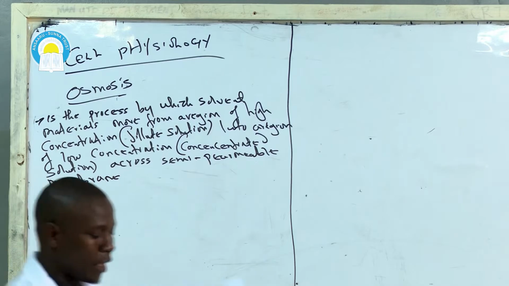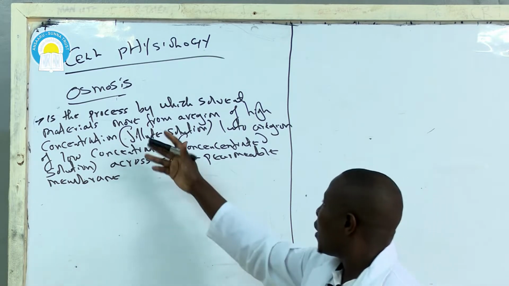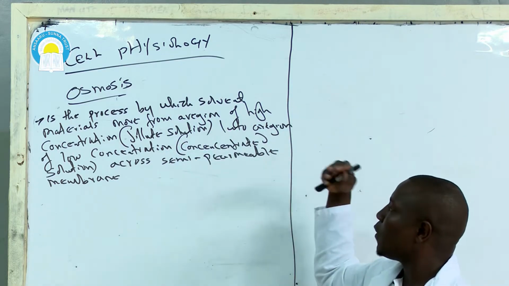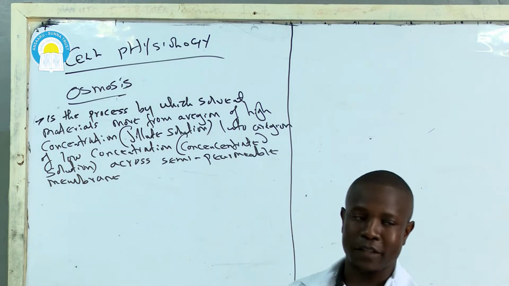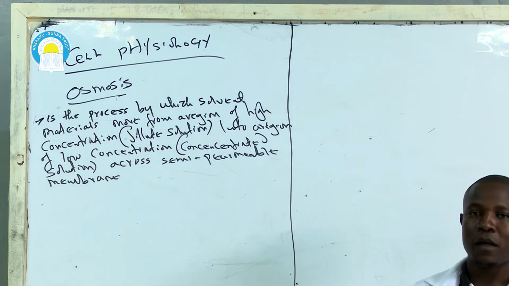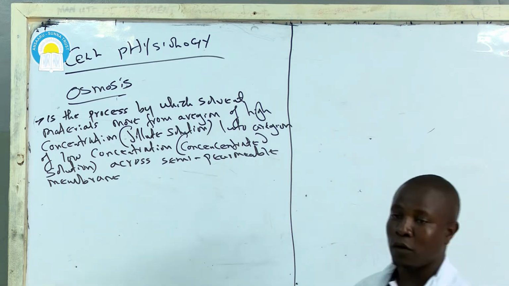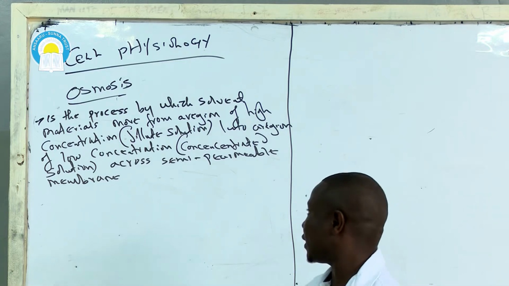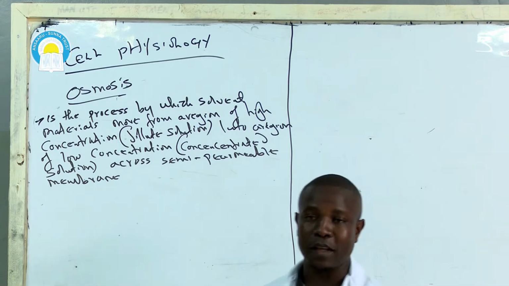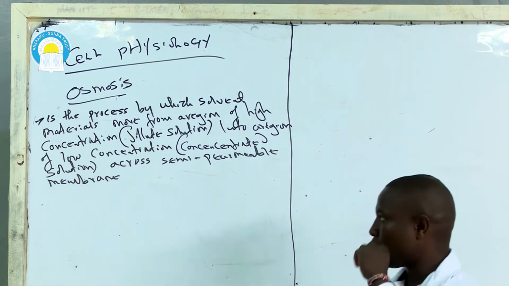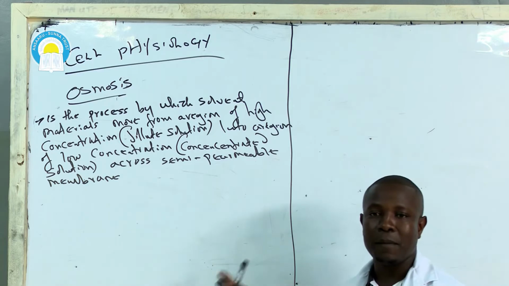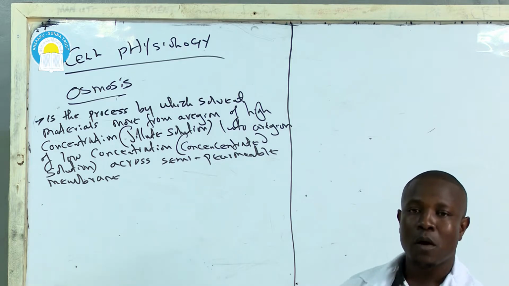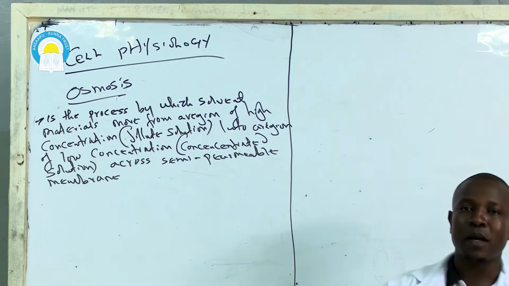So we are being told that osmosis is the process by which solvent water molecules move from a region where they are highly concentrated, that is a dilute solution, a solution that has less solute, to a region of low concentration, that is a highly concentrated solution, across a semi-permeable membrane. One of the characteristics of a cell membrane was that it is semi-permeable, able to enable small water molecules to pass through.